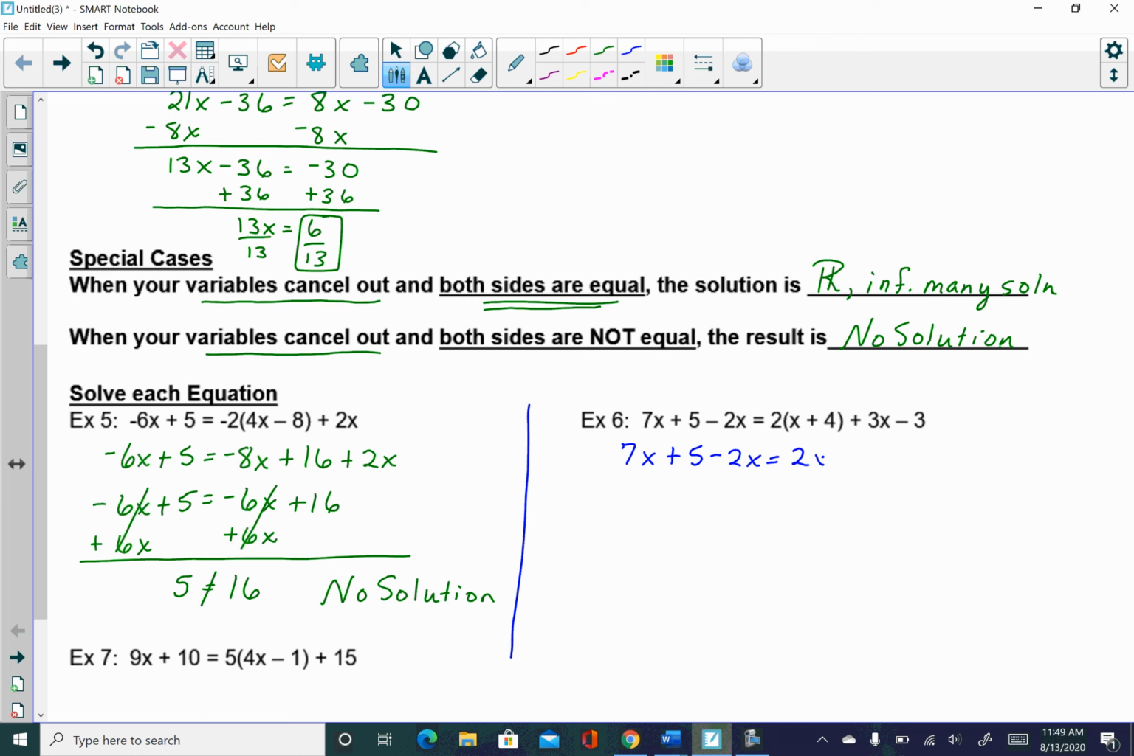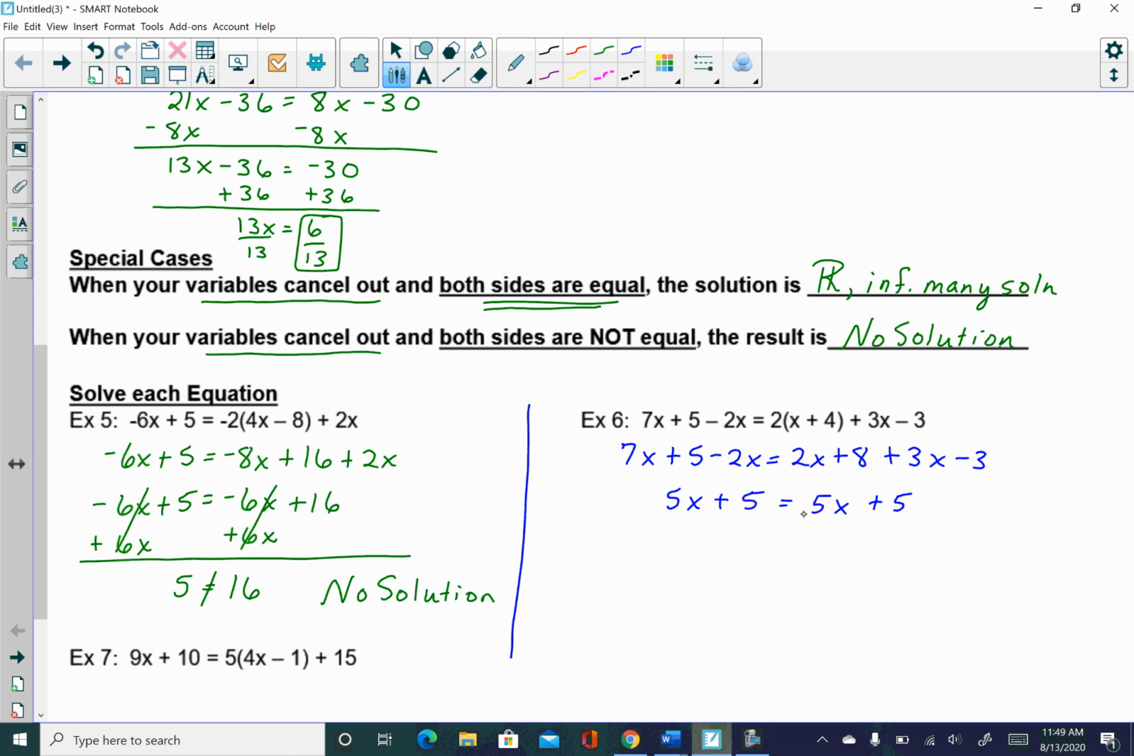Distribute, I have 2x, 2 times positive 4 plus 8. Then I have plus 3x minus 3. Now, if I combine like terms on the left-hand side, 7x minus 2x, 5x plus 5. On the right-hand side, 2x plus 3x, 5x, 8 minus 3, positive 5. You might already notice here, well, they're already identical.